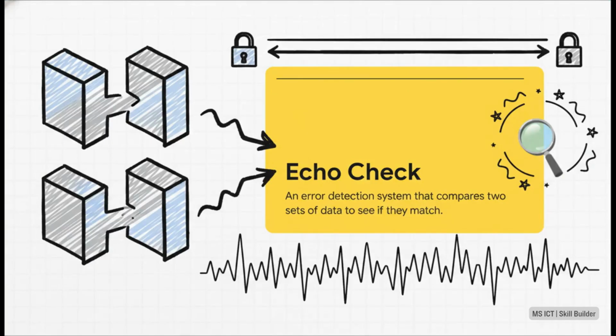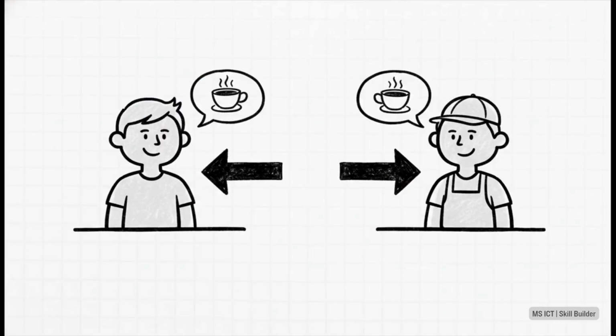It's called an Echo Check, and at its core, the concept is incredibly simple. It's a way to detect errors by doing one thing and one thing only, comparing two sets of data to see if they're absolutely identical. It's all about making sure you've got a perfect copy. The best way to wrap your head around this is with a daily life example.